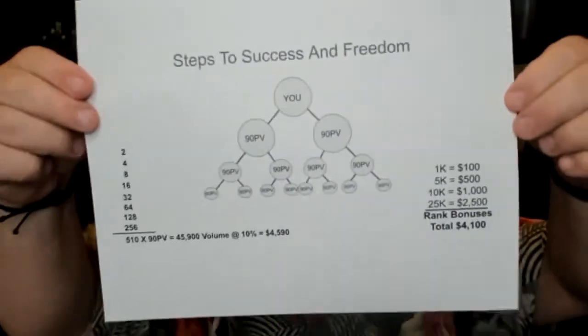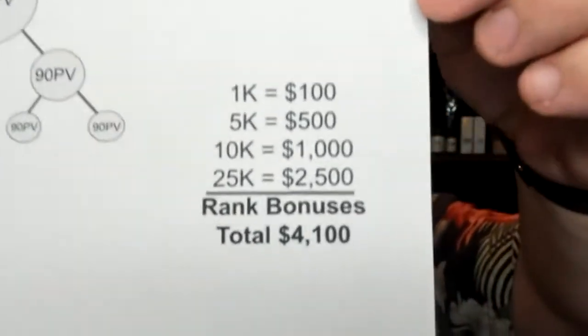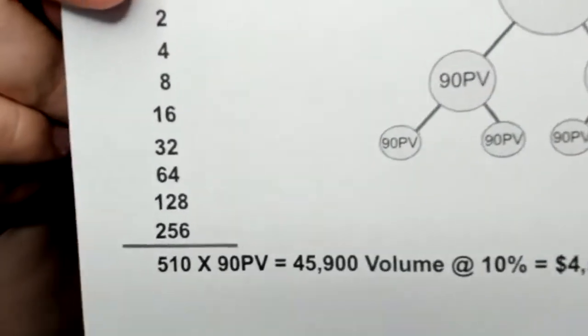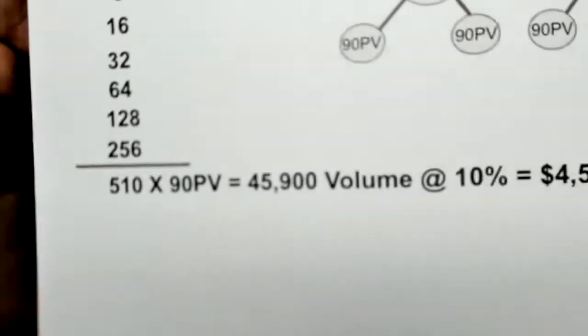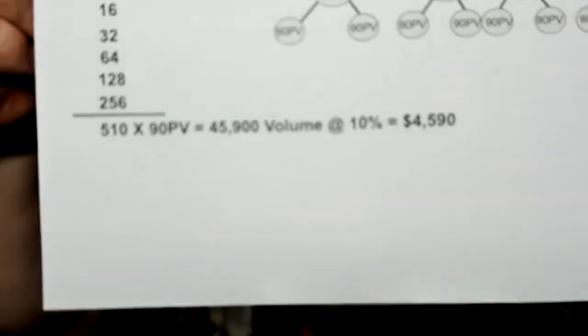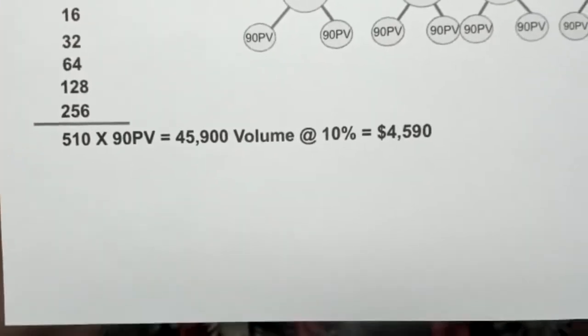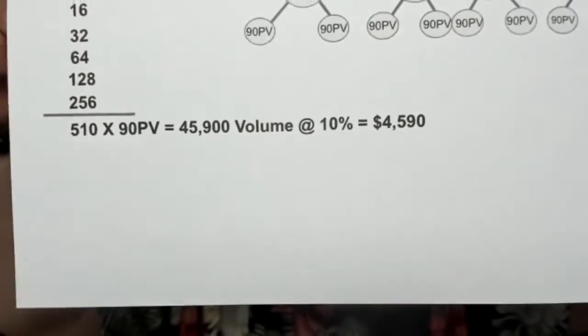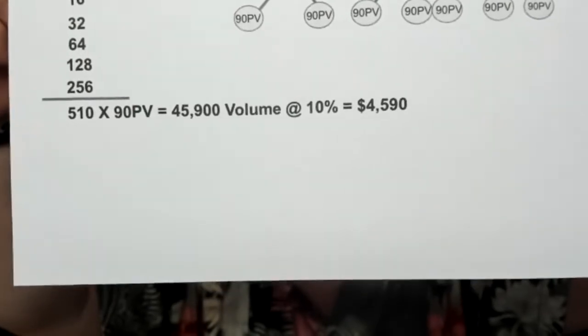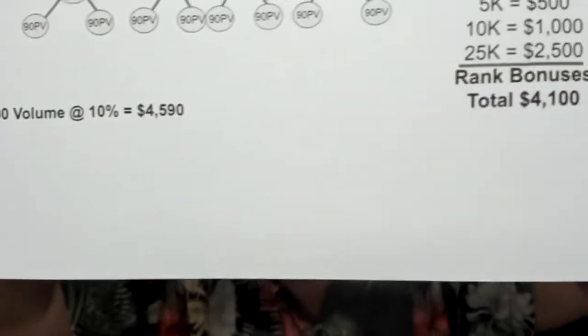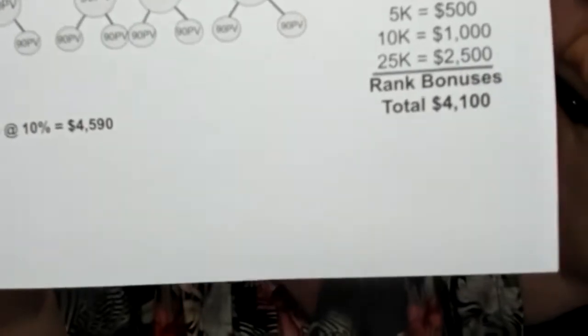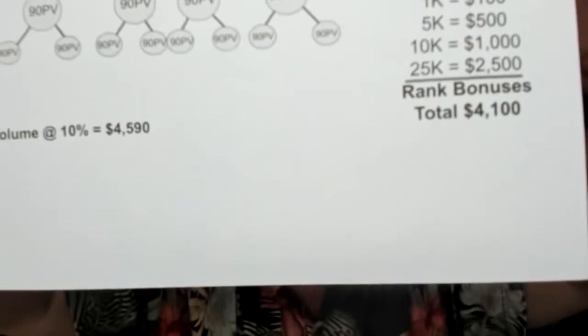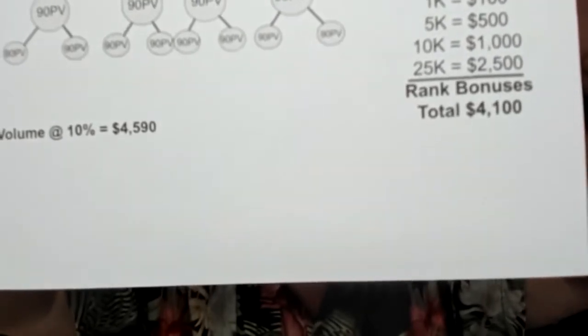So this is going to the next level. Now what we're doing is we're going to take that same example and draw it out to the 64 to 128 to 256. So now you've got 510 people with 90 in PV, 45,900, and now you're making $4,590. But you hit another position. So now you've got 2,500. So you add that 2,500 to the 4,500. You guys got that? What is that?